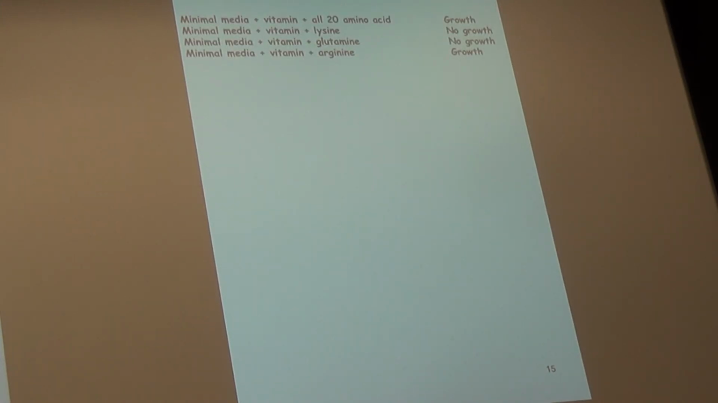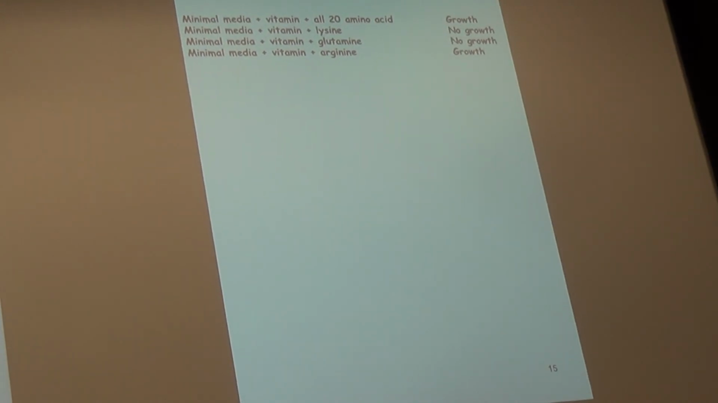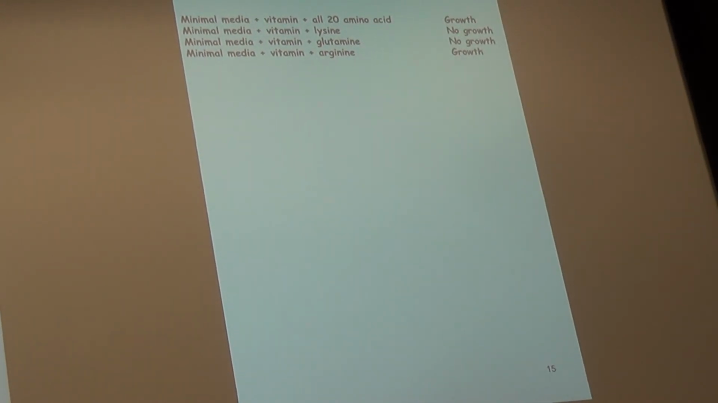So when you start with the experiment, you do the same thing. You take minimal media plus vitamins plus all 20 amino acids, you get growth. Minimal media plus vitamins plus lysine, no growth. Minimal media plus vitamins plus glutamine, no growth. Minimal media plus vitamins plus arginine, growth. That will tell you that strain 7 has a mutation in the pathway required for the production of arginine.